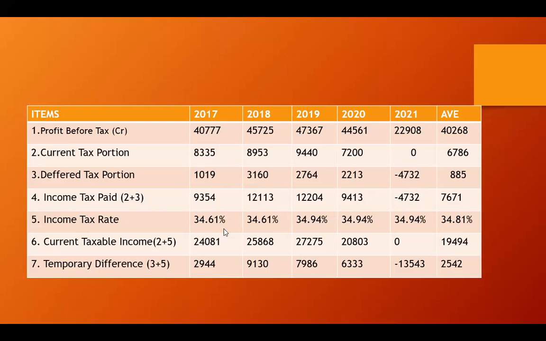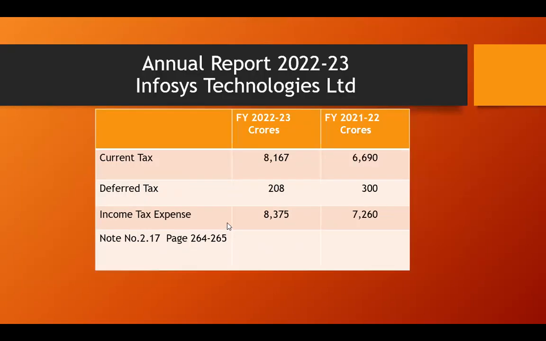What is the income tax rate? 34%, 34% like this. Current taxable income, this is 24,081 like this. Temporary difference, 3 minus 5: these are the calculations of how the temporary deferred tax portion arises by deducting current taxable income. Here 3 is the deferred tax portion, and 5 is the income tax rate.